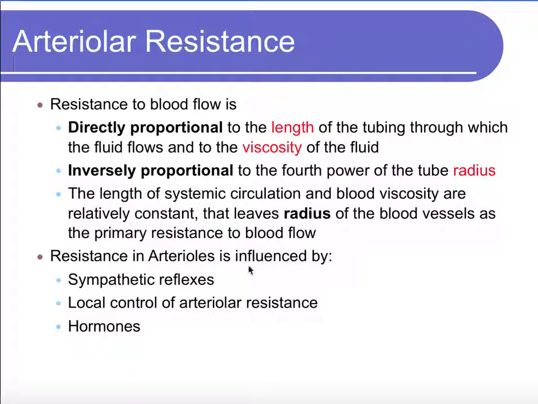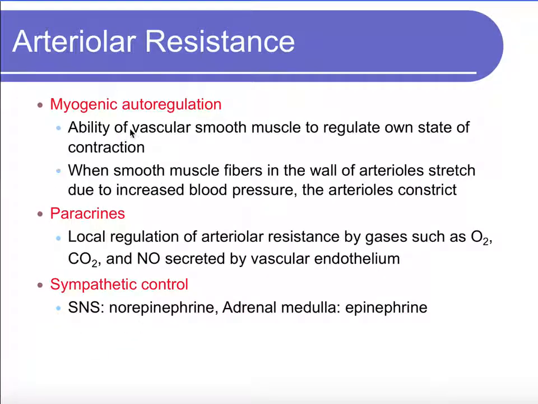That resistance in our arterioles can be influenced by the sympathetic nervous system. We can also have local control as well as hormones playing a role. And if we think back to how smooth muscle is activated, remember smooth muscles are the muscles that are surrounding our blood vessels. We have myogenic regulation. So smooth muscles, remember, can contract all by themselves. So our blood vessels can vasoconstrict as required. We also have paracrines. Paracrines are chemicals that are released by one cell that acts on another. So in this case, the vascular endothelium can secrete, for example, nitric oxide, and that will act as a vasodilator. And then sympathetic control.